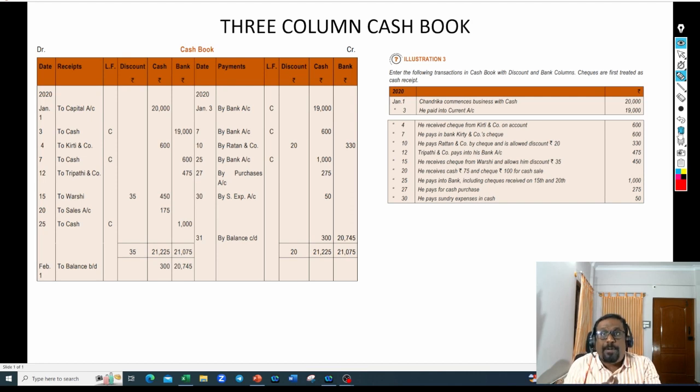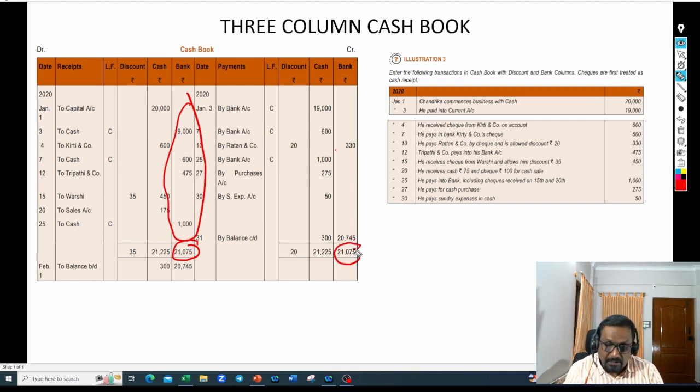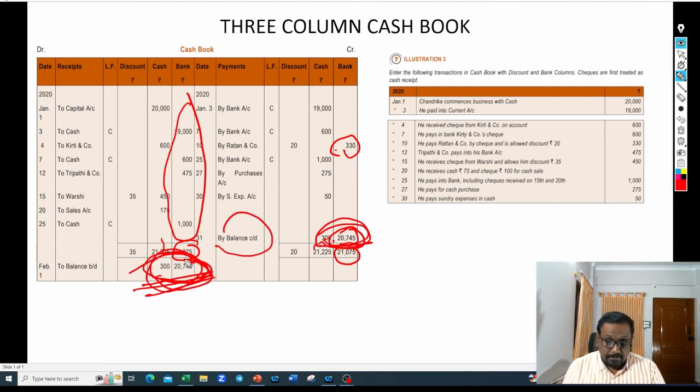Whereas when it comes to the bank account, you need to look at which side is higher. So here, which side is higher? Debit side is higher. If I total the debit side, it comes to 21,075. Put the same total on the credit side, 21,075. Then you deduct this 330. You get 20,745 as a balance. In this particular case, you got the carried down balance on the credit side. No issue. So this is how the balance will be carried forward.